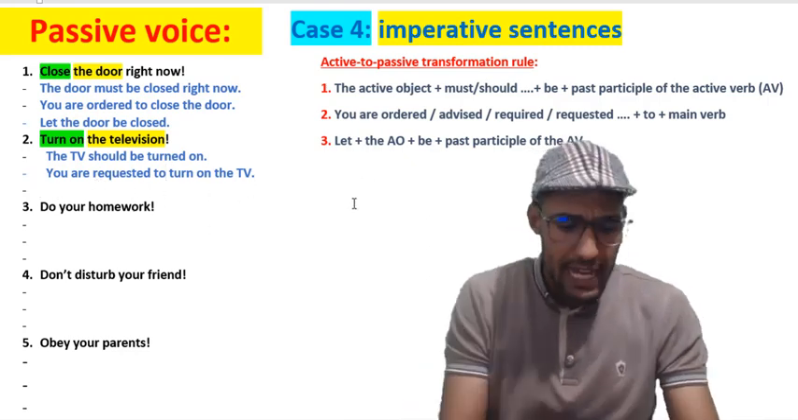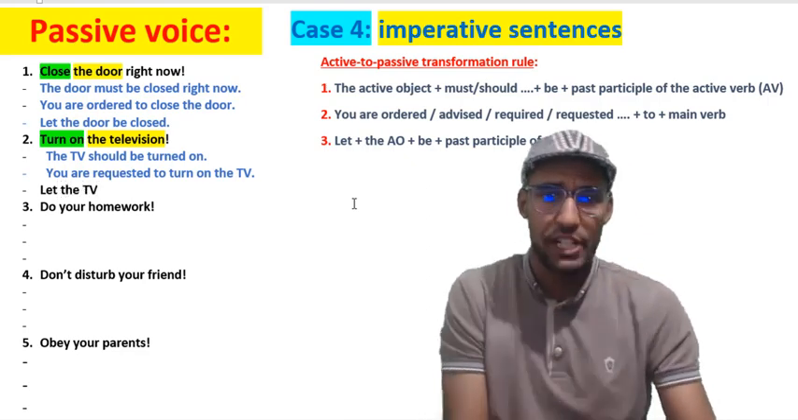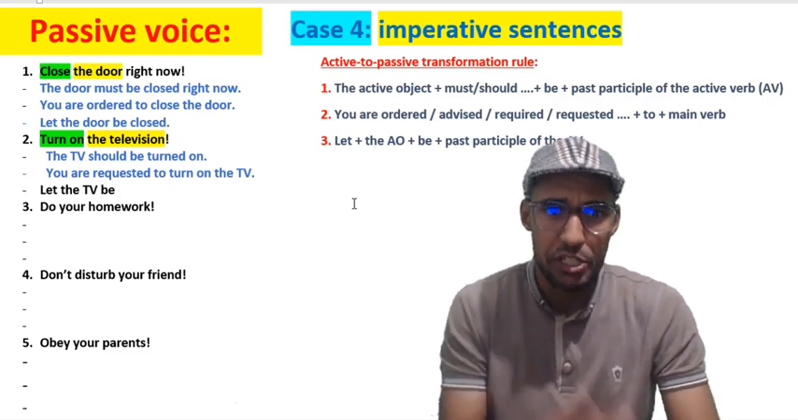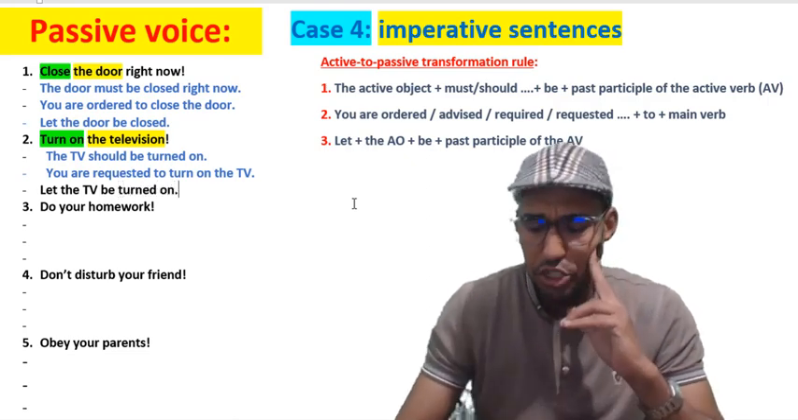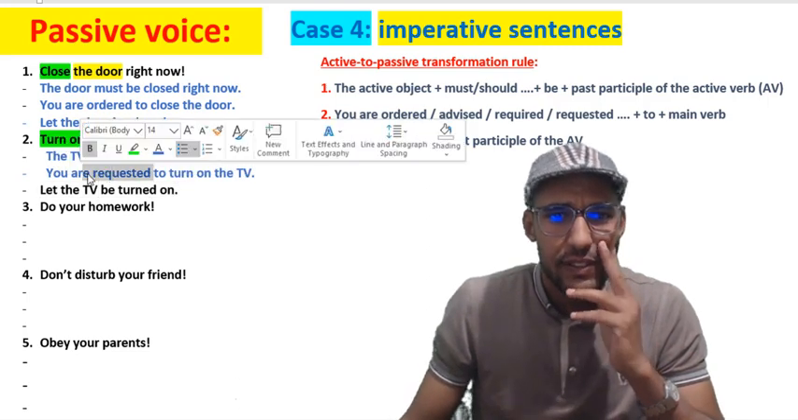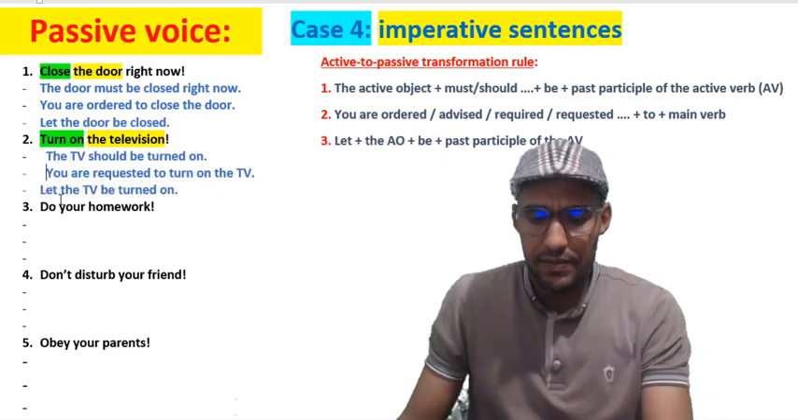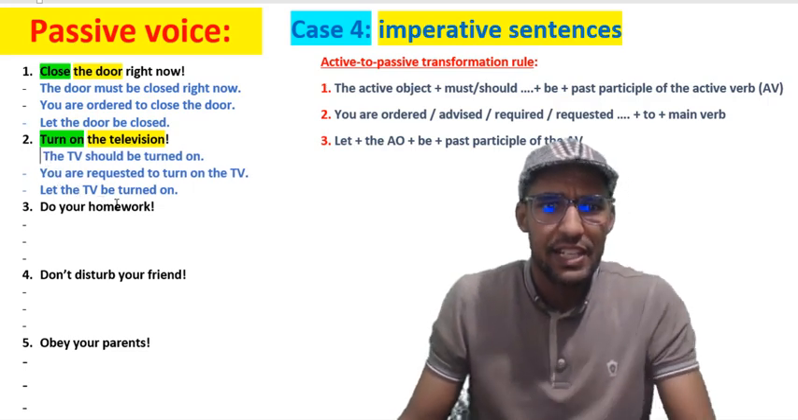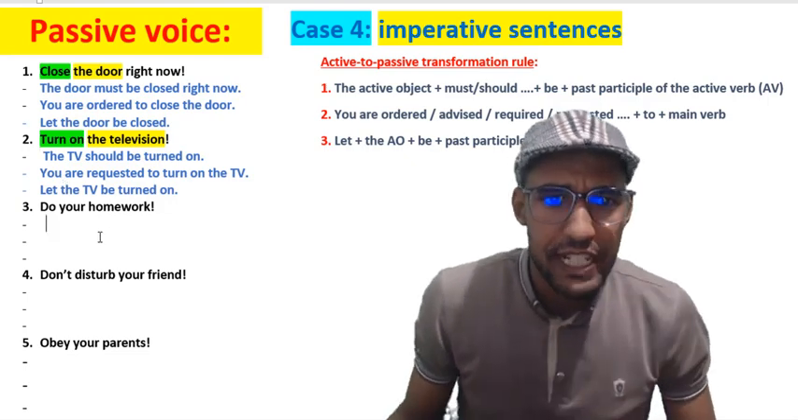Number 3, we can use let plus the active object, let the TV, plus be, and the past participle of the verb, which is turn, becomes turned on. Let the TV be turned on. Here we go. Now I think everything is okay now, guys. Okay. Let's move to the third example.